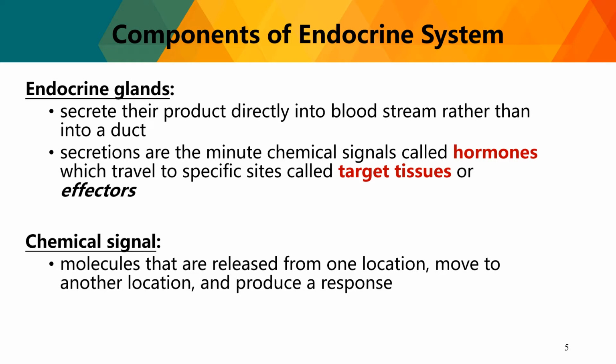These molecules are released from one location and move to another location, and of course they produce a response. So this is how the endocrine system actually works. From the glands, they release the hormones, and those hormones are carried to effector organs or target tissues.